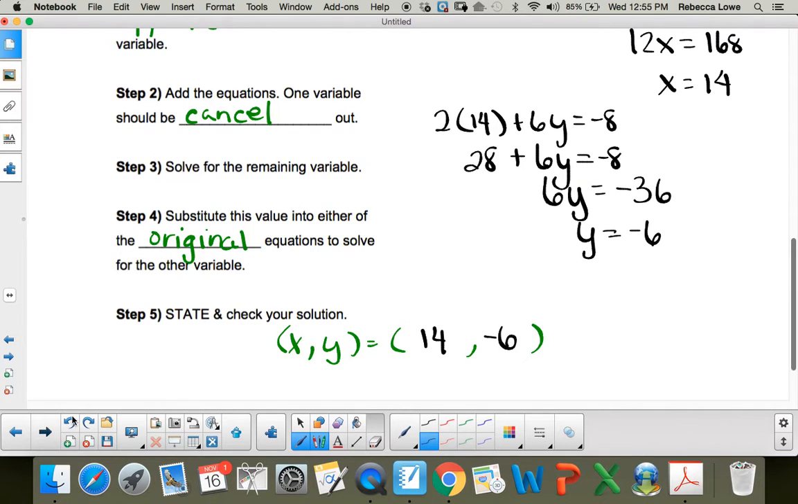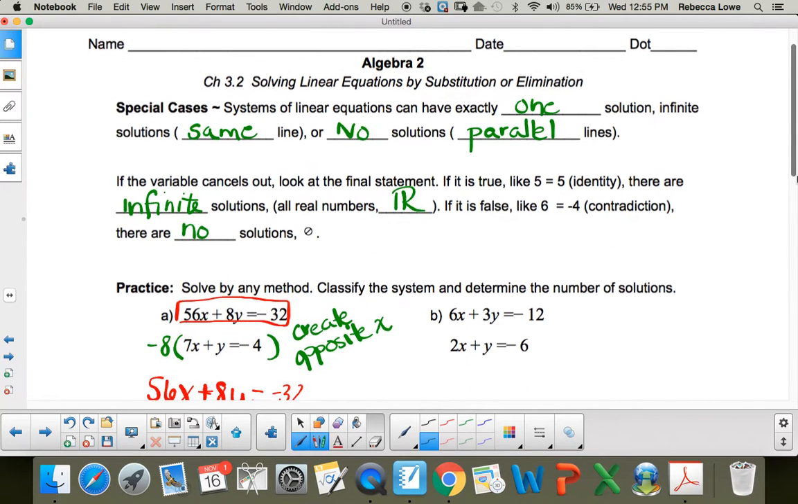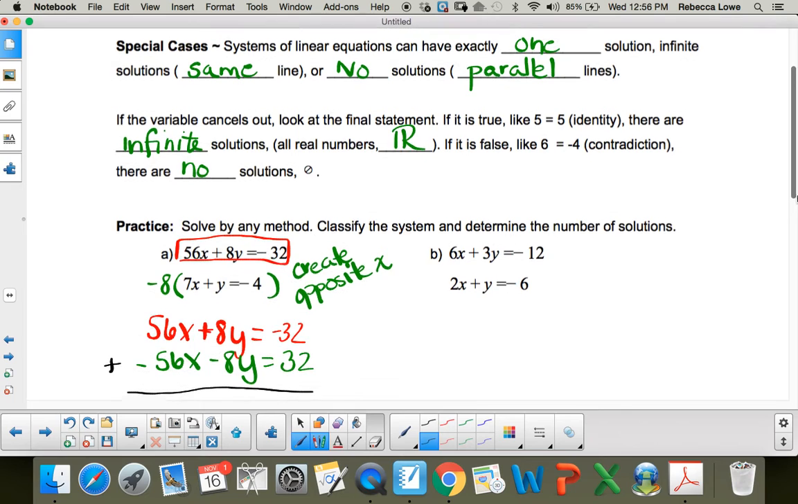Moving on to the last page, we're going to quickly run through this. Systems of linear equations can have exactly one solution, infinite solutions, which is called consistent, or no solutions, which is called inconsistent. So what happens when you have consistent infinite solutions, or inconsistent no solution? What happens when you do elimination? Well, the variables will cancel out, and then you have to look to see if the final statement is true, then there are infinite solutions, or if the final statement is false, then there is no solution.